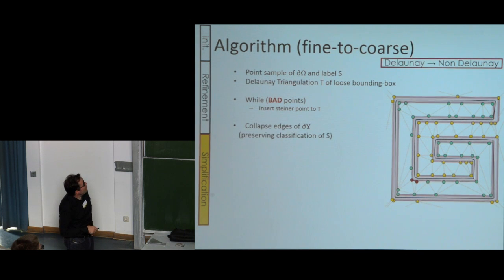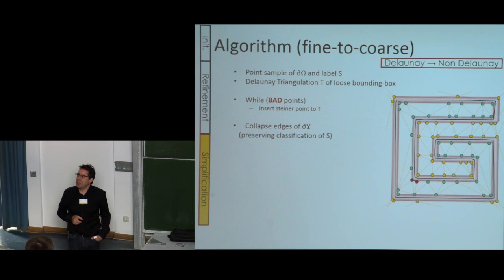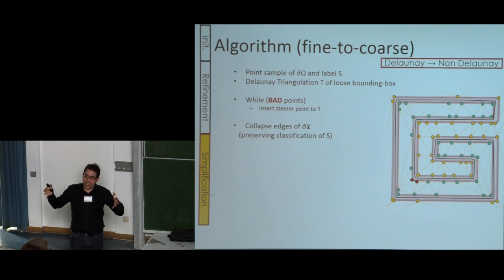Now, what we do is we are going to simplify the triangulation. We can simplify it using the half-edge collapse operator and so on. It's a volumetric triangulation this time.